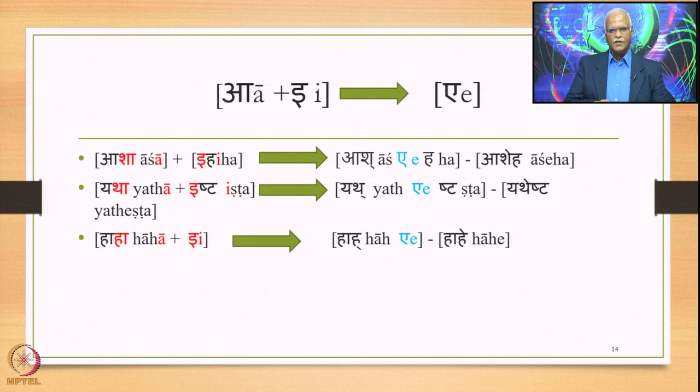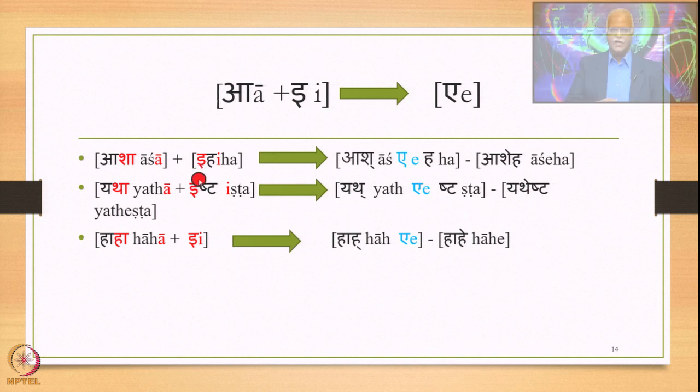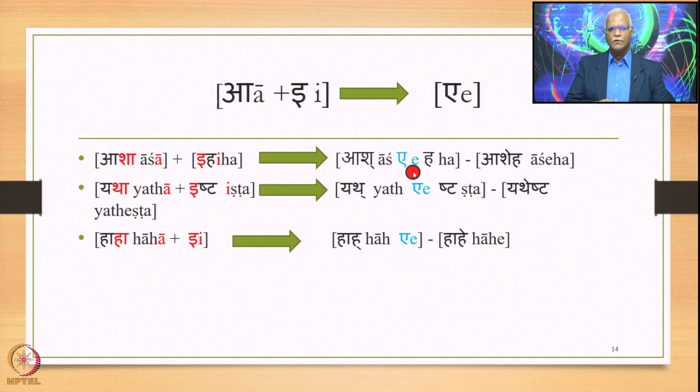Then we have the next template, A plus E, and they both are substituted by A. So here we have Asha plus Ih, two separate padas, Asha and Ih. We have followed the same practice. Needless to say, it is visible. We have marked the substituents with red ink, and the substitute is marked with the blue ink. So we have Asha plus Ih, so A coming at the end of the first word, E coming at the beginning of the subsequent word, and both these words are in samhita mode. So in place of this a and e, we have the substitute a. So we have ash, a and h, and when we join together, we get asheh.